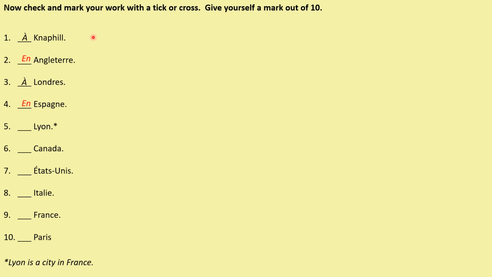4. En Espagne. En because Espagne is a feminine country. Lyon is a city in France. So for number 5, we're going to use à Lyon. 6. Au Canada. Canada is one of the masculine countries that we've mentioned. 7. Aux États-Unis. Au with the plural X because États-Unis is a plural country, United States, more than one state.